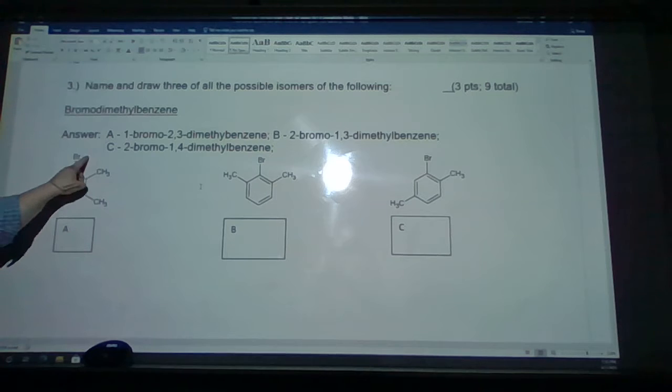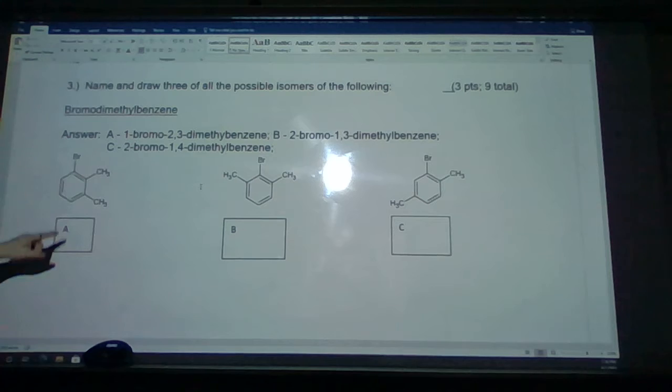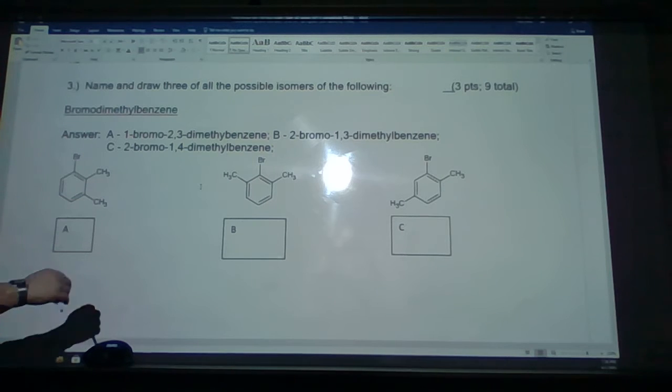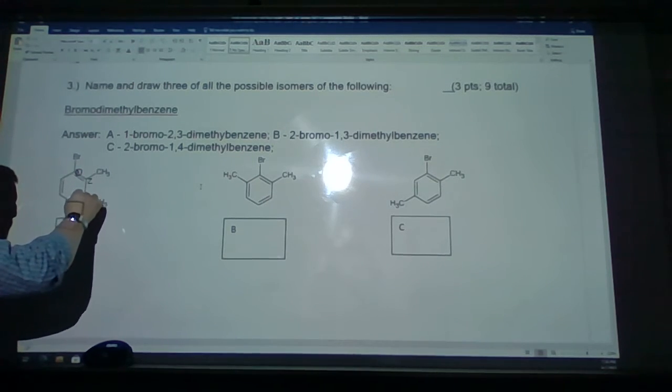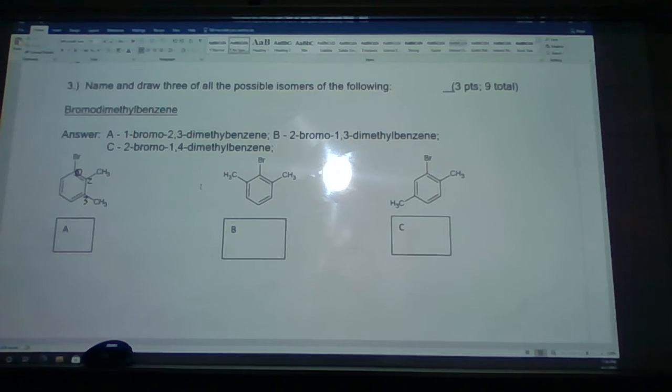So if we draw these, where the bromine and the other two methyl groups are sequentially next to one another around the ring, this is one isomer. It is 1-bromo, 2,3-dimethylbenzene. That is 1, that's 2, that's 3. That's one possible isomer.